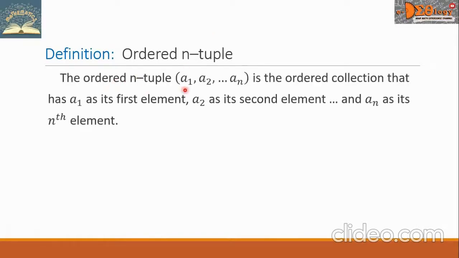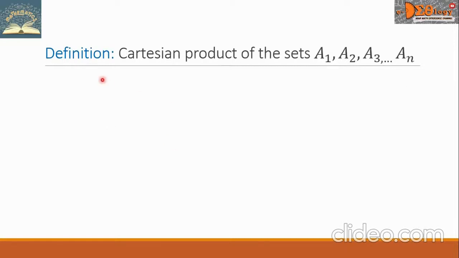The ordered n-tuple (a₁, a₂, ..., aₙ) is the ordered collection that has a₁ as its first element, a₂ as its second element, and aₙ as its nth element. In connection to this, we're going to study the Cartesian product of the sets A₁, A₂, A₃, up to Aₙ, in that order.